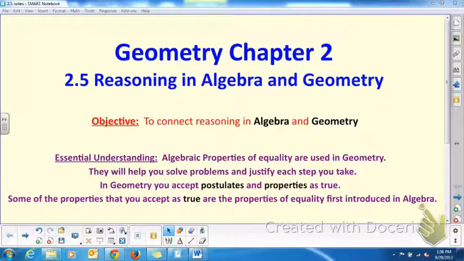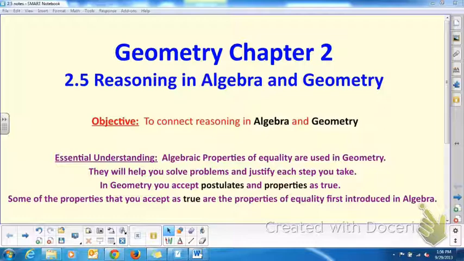Hi, welcome to Geometry Chapter 2, 2.5 Reasoning in Algebra and Geometry. Our objective is to connect reasoning in algebra and geometry. The essential understanding that you'll develop through this lesson is that algebraic properties of equality are used in geometry. They will help you solve problems and justify each step you take.